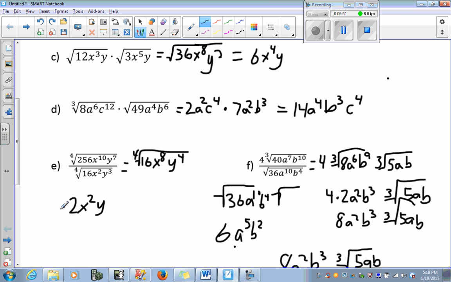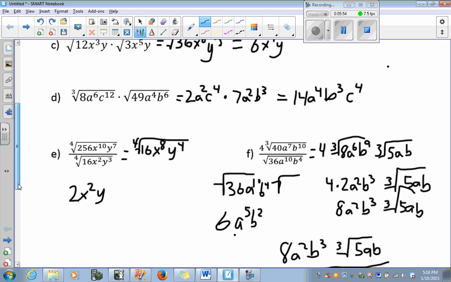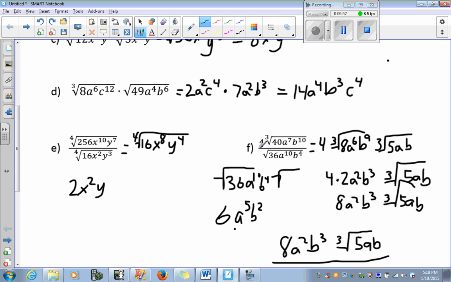Now, let's go over to f. Now, f, we have 4 times the cubed root of 40a to the 7th, b to the 10th, divided by the square root of 36a to the 10th, b to the 4th. Now, this numerator, the index is cubed, the index is squared here, so we can't do the division like we did here. But, like we did in the previous one, we can separate these individually and then combine our results at the end.